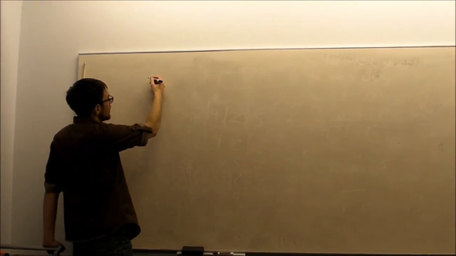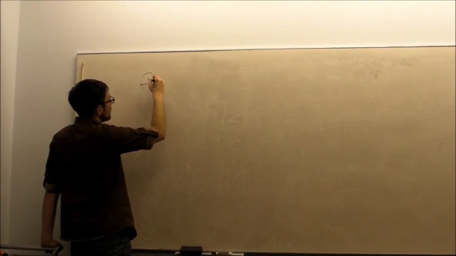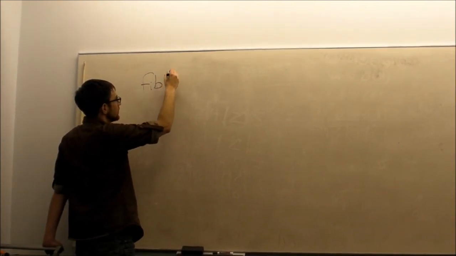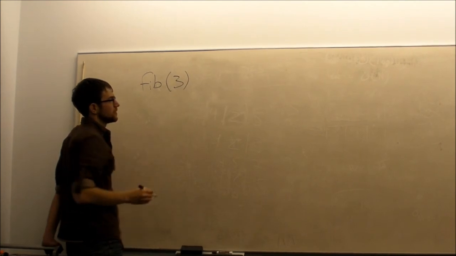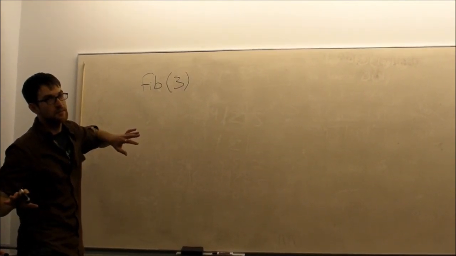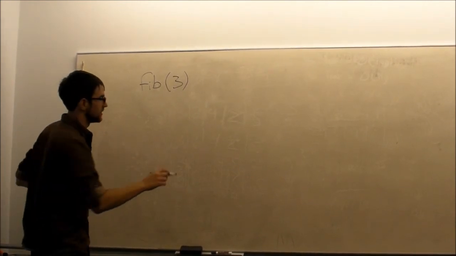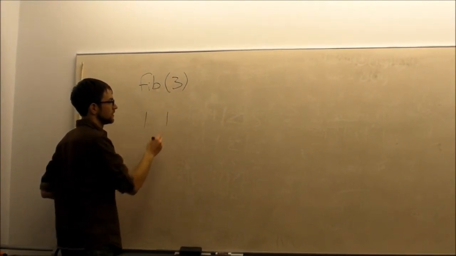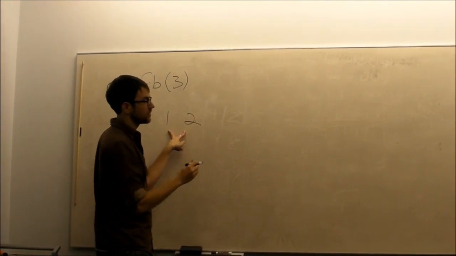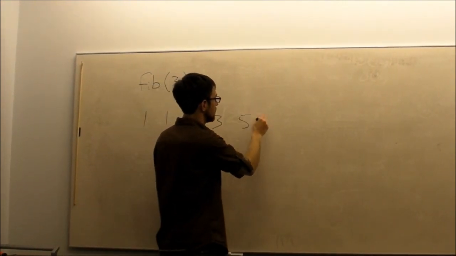And the most common toy example people do is the Fibonacci sequence. So, do people know what the Fibonacci numbers are? Start with 1, 1, 2. You add these two up, you get 2. These two up, 3, 5, 8.